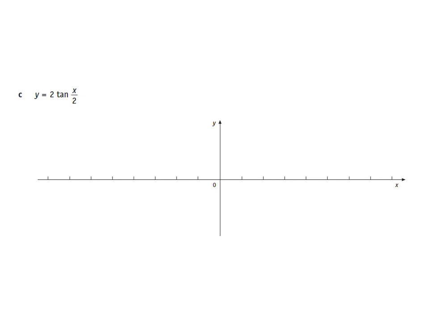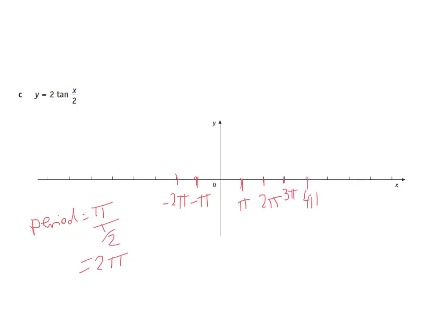Graph. Last graph, y equals 2 tan x on 2. The period is going to be pi on half, which is 2 pi. We'll put our period marking on the second one again. 2 pi, which means that one's pi. That one would be negative pi. That one is negative 2 pi. Obviously, the next marker along there would be 3 pi, and that's 4 pi, etc.